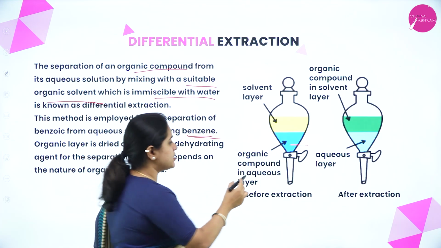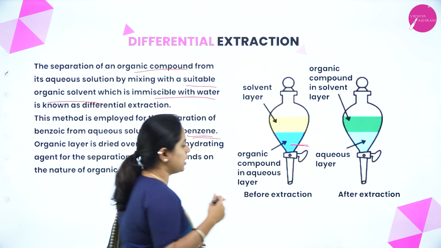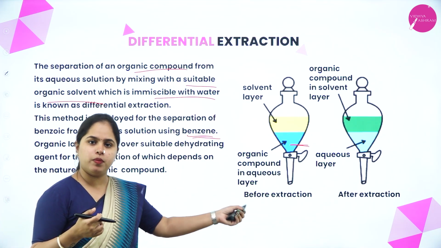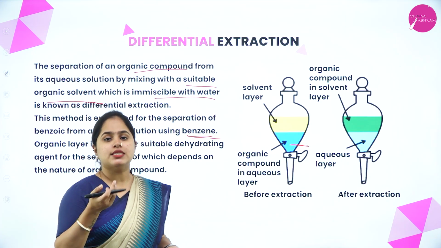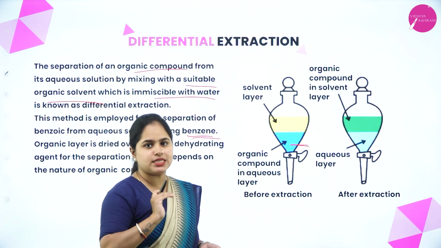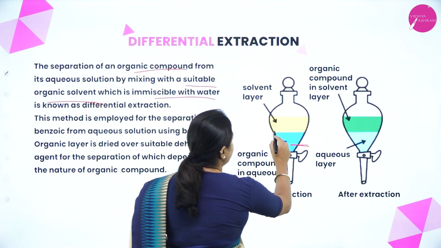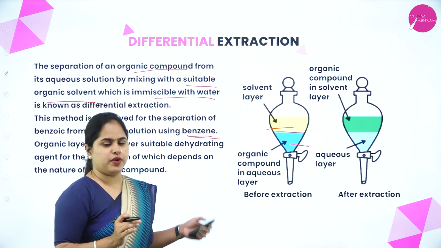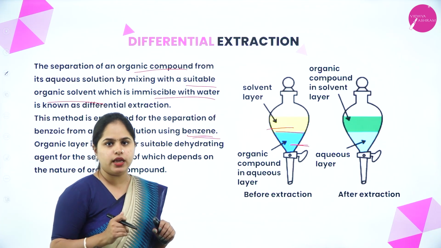The organic layer is dried over a suitable dehydrating agent, which depends on the nature of the organic compound. As you can see in the diagram, this blue part is the organic compound in the aqueous layer, organic compound plus water. To separate this, we add an organic solvent which is immiscible with water. The yellow part you can see is the organic solvent being added. Then we thoroughly mix it.